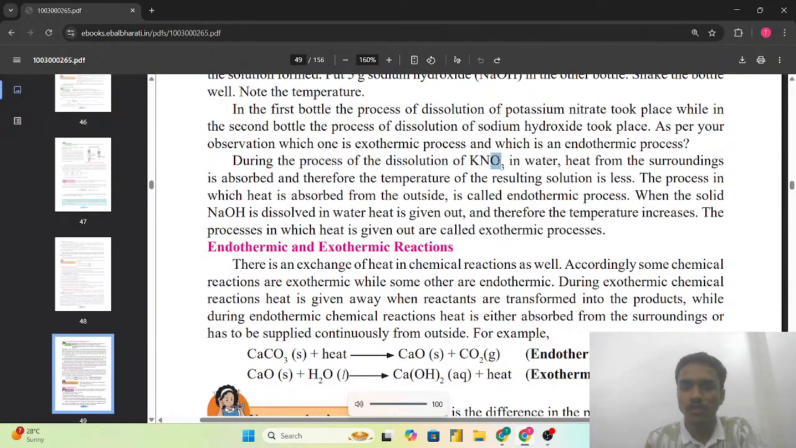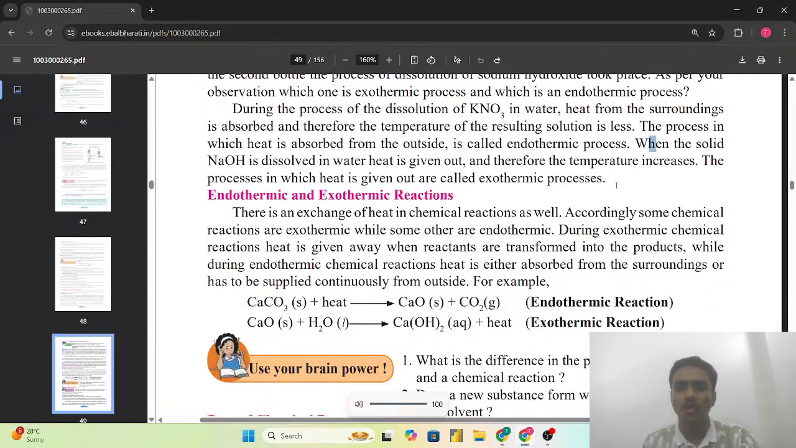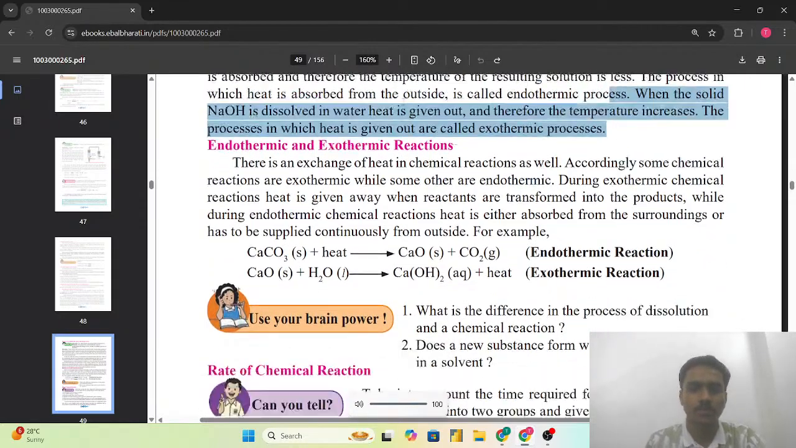During the dissolution of KNO3 in water, heat from the surroundings is absorbed and therefore the temperature of the resulting solution is less. The process in which heat is absorbed from the outside is called an endothermic process. When solid NaOH is dissolved in water, heat is given out and therefore the temperature increases. The process in which heat is given out is called an exothermic process. That is the same theory I have told you.